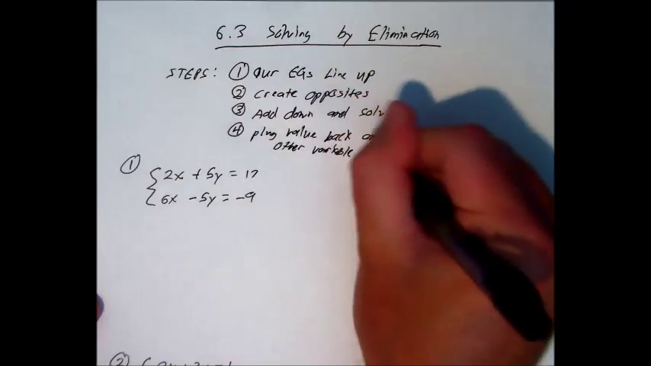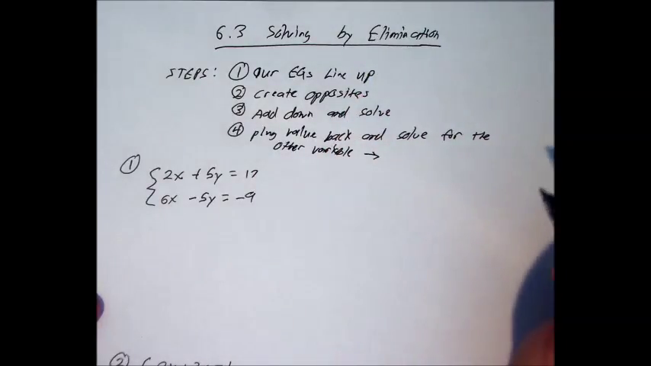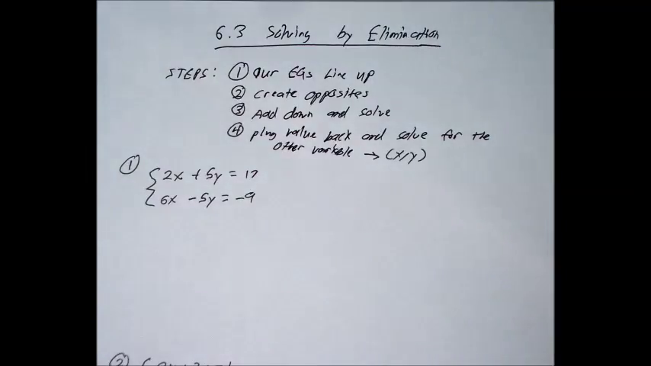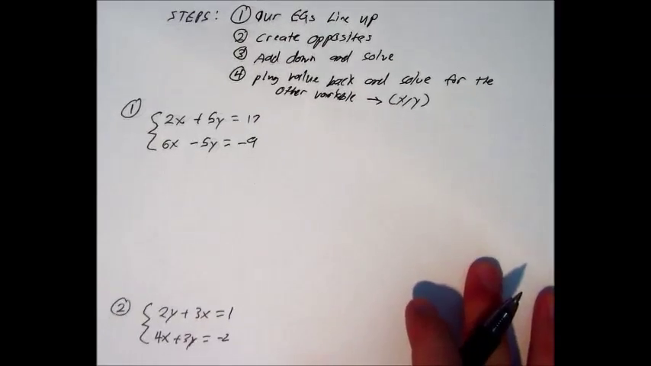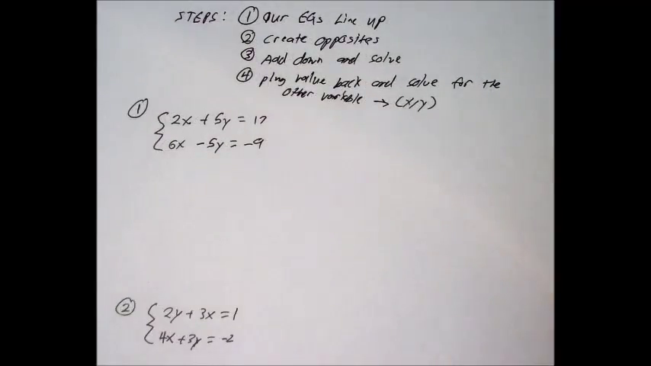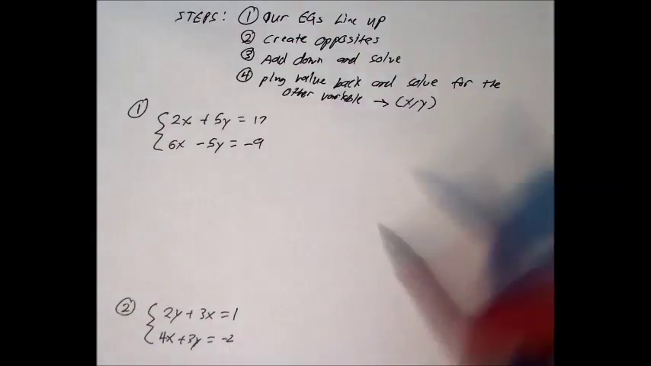Again, remember our final answer, we always want it to look like a coordinate point, x comma y, because we want to figure out where the two lines are intersecting one another. All right, so let's go ahead and take a look at problem number 1 here.